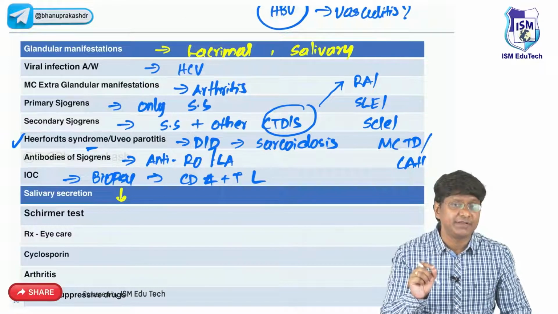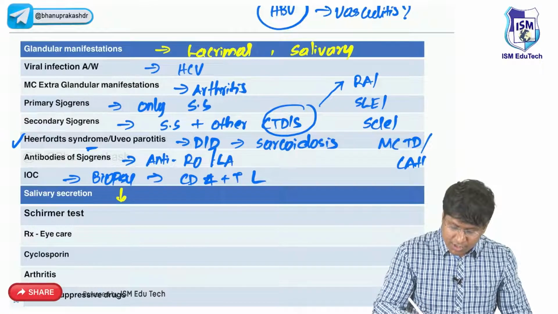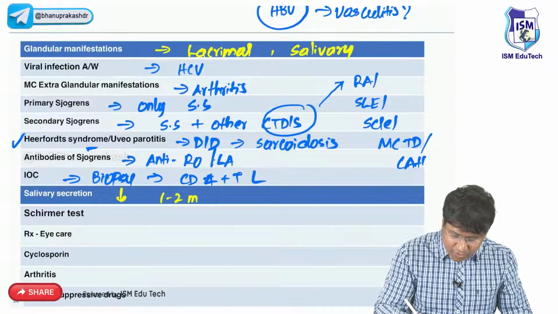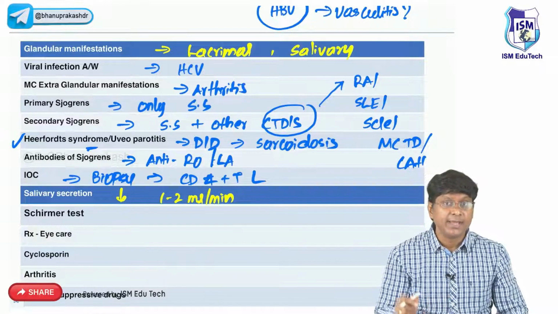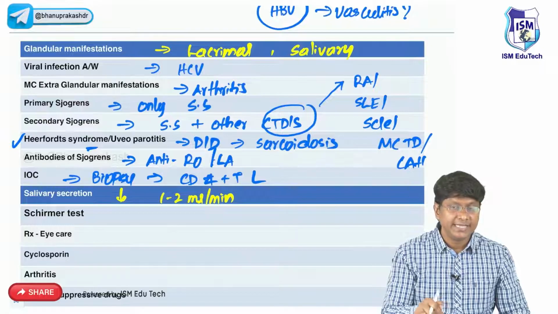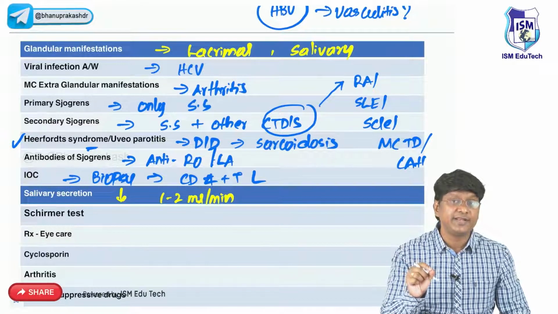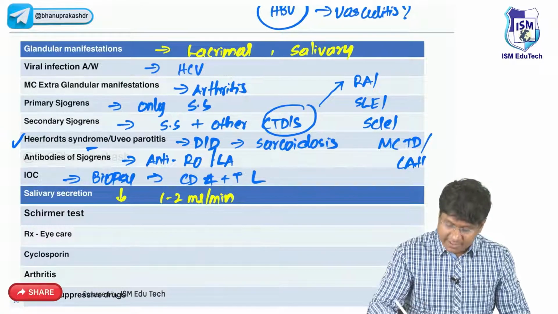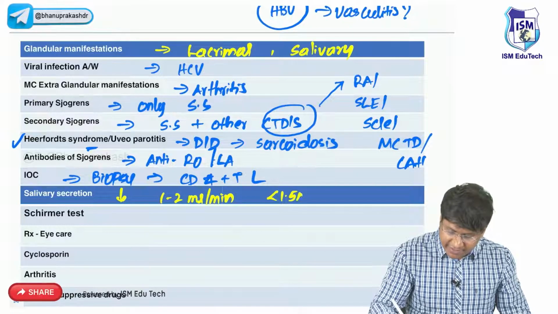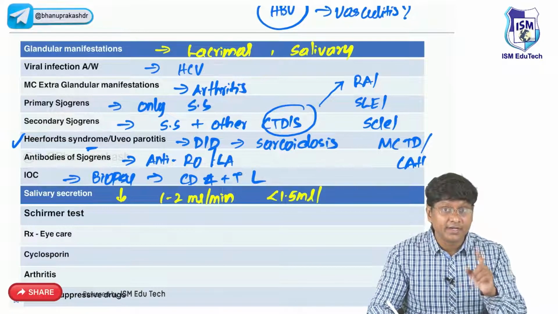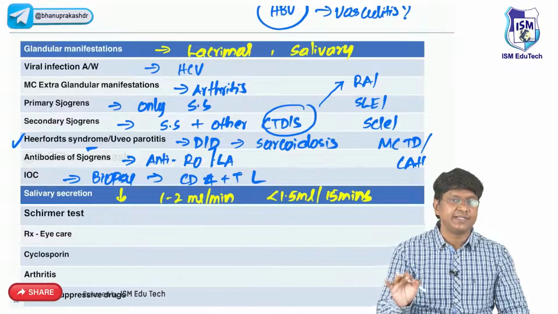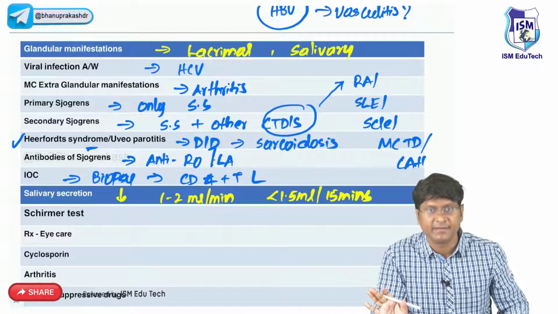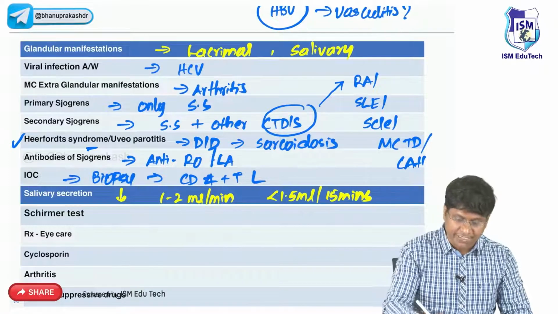But you need to be very much aware of what a normal salivary secretion is. Normal salivary secretion is around 1 to 2 ml per minute, right? Okay. But in Sjogren's, what will happen? In Sjogren's, the unstimulated whole salivary secretion will be less than 1.5 ml per 15 minutes. In 15 minutes, the amount of saliva secreted in Sjogren's will be less than 1.5 ml. So that is a very, very important point that you need to remember.